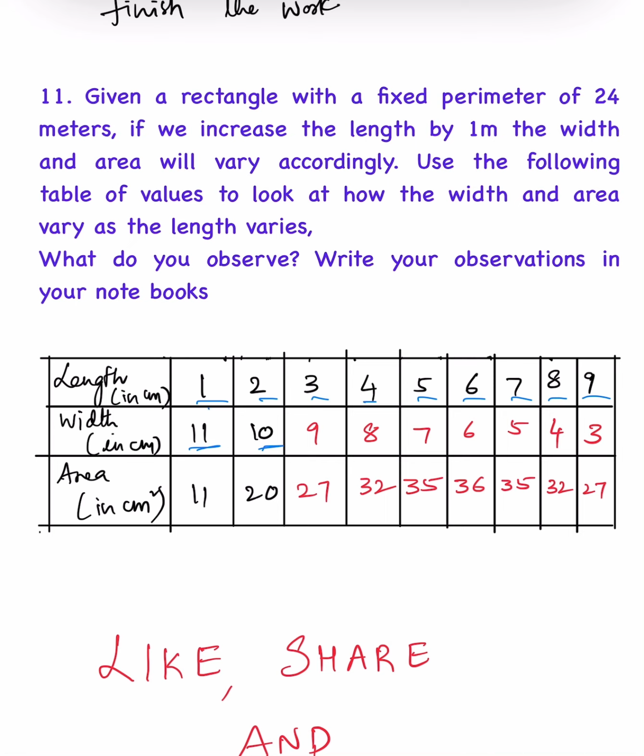So 1 into 11 is 11. 2 into 10 is 20. It is also given. 3 into 9 is 27. 4 into 8 is 32. 5 into 7 is 35. 6 into 6 is 36. 7 into 5 is 35. 8 into 4 is 32. 9 into 3 is 27. So these are the values.